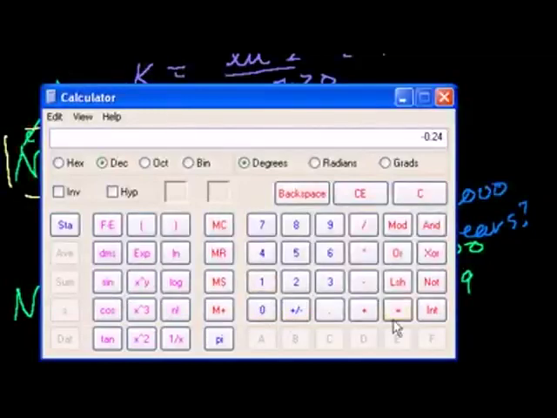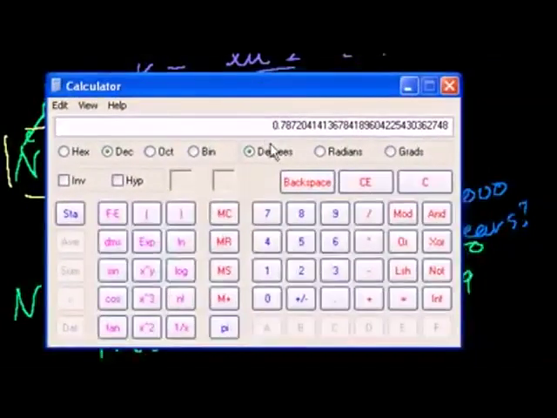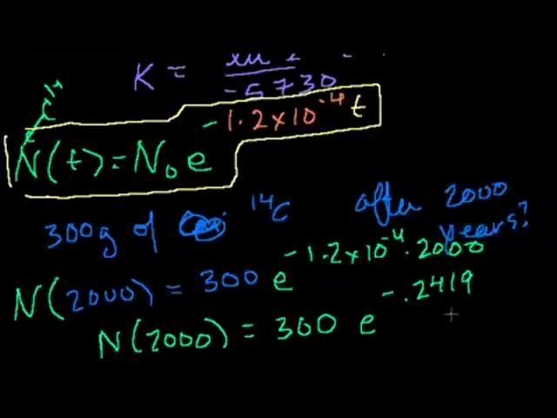to the negative 0.24, which is equal to 0.78 times the amount that I started off with, times 300, which is equal to 236 grams. So just like that, using this exponential decay formula, I was able to figure out how much of the carbon I have after an unusual period of time, a non-half-life period of time.